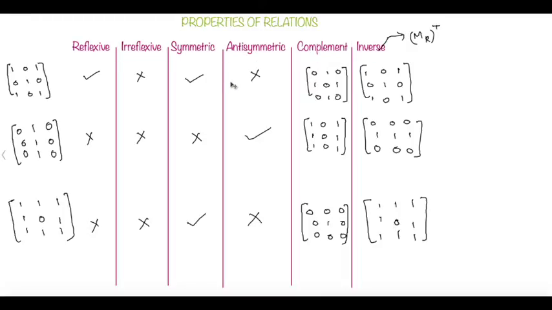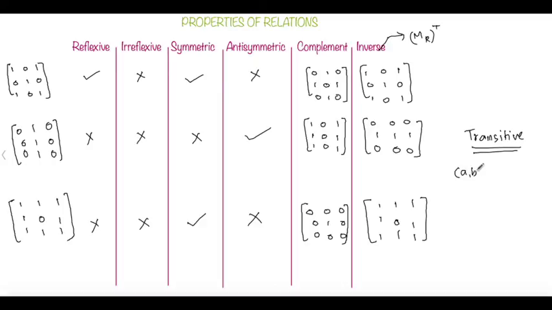Okay. So this is it about the properties of relations and using their matrix representation. Note that there is another property, the transitive property, which I have not covered here. In my experience, matrix representation is a little bit tricky for checking transitivity, but just for completion, I'll state it here.